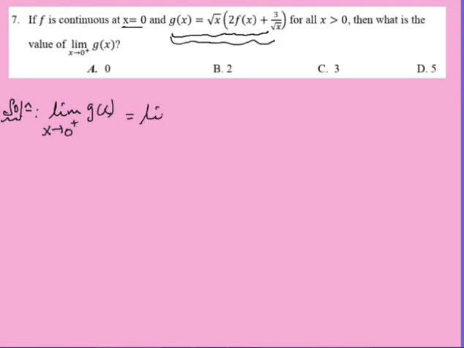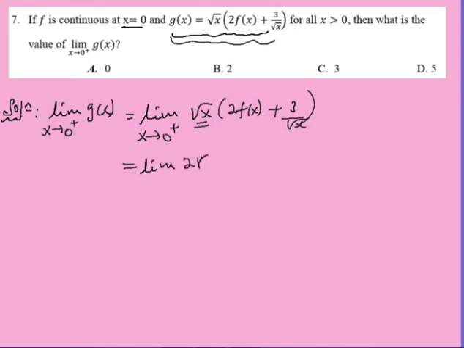So this means the limit of radical x times 2 times f of x plus 3 over radical x as x approaches 0 from the right. You can distribute this radical x into the bracket, then it becomes the limit of 2 times radical x times f of x plus radical x times 3 over radical x, which is 3. Okay, we evaluate this as x approaches 0 from the right.